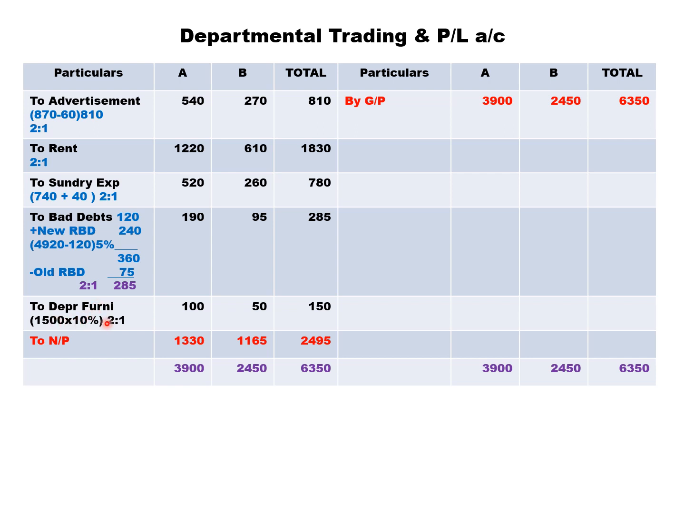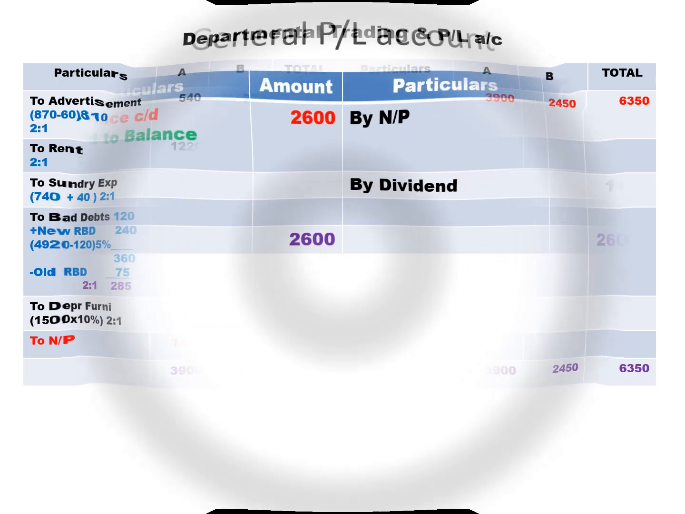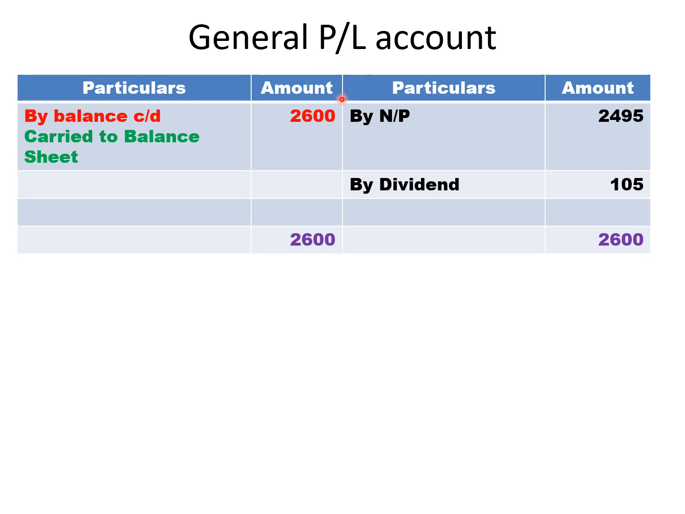Then we have depreciate furniture, cost of furniture 1,500 into 10%, you get 150. Distribute that 150 in 2:1 and then total the debit side, credit side, and you get net profit of 1,330 for A, 1,165 for B, and 2,495 for total. So bring down that net profit to 495.